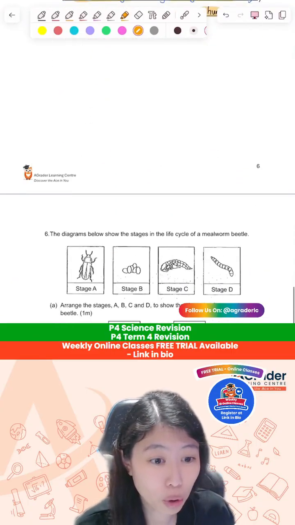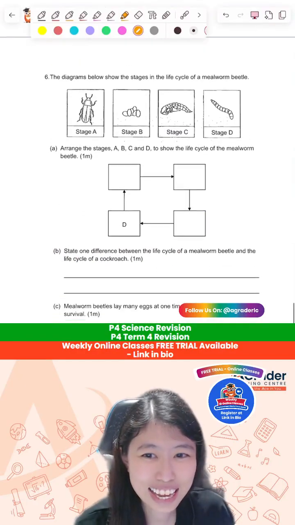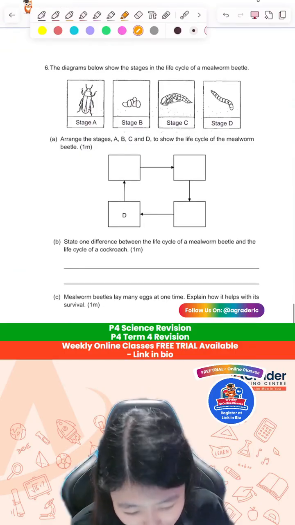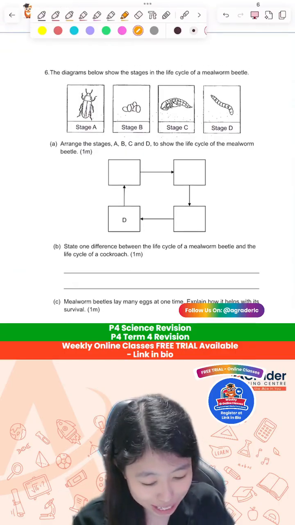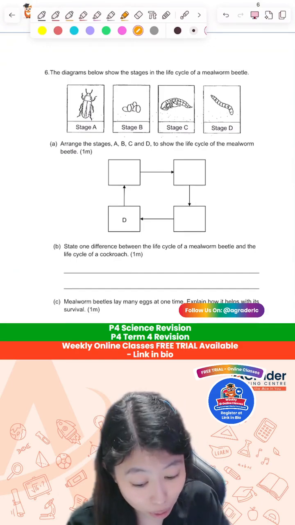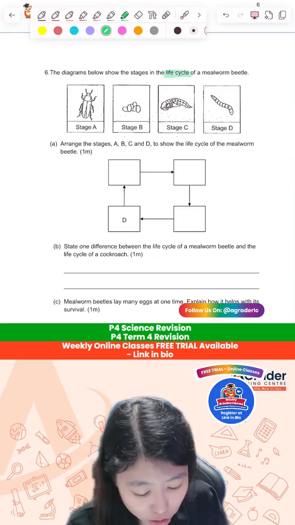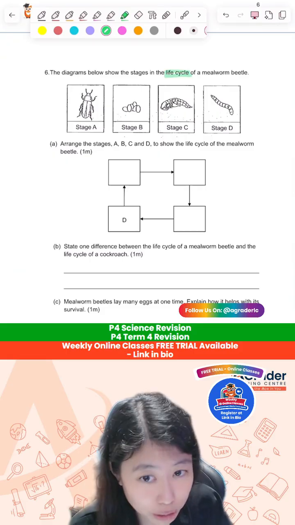This is P4. Very straightforward. The diagrams below show the stages in the life cycle of a mealworm beetle. Life cycle is actually one of the easier topics. Try to get full marks for your life cycle questions, okay? Arrange the stages to show the life cycle of a mealworm beetle.